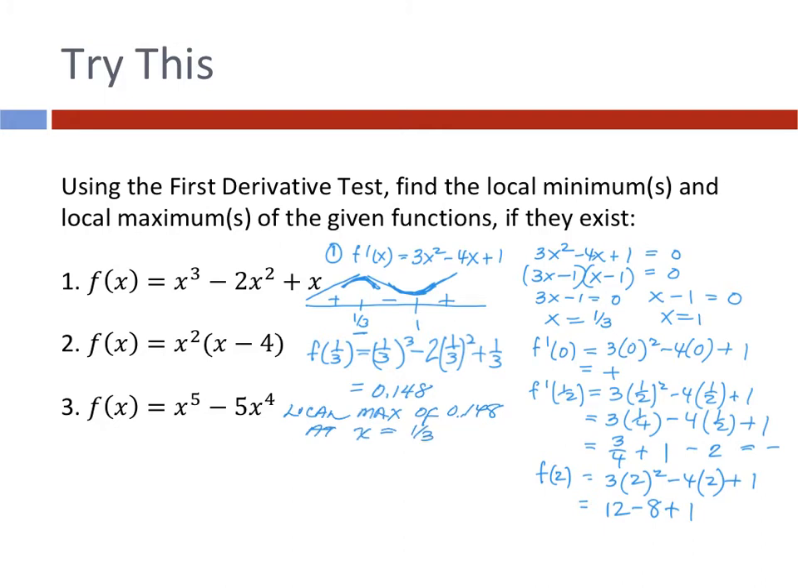And likewise, we can plug 1 into the function to find the local min. All right, and so that equals 1 plus 1 is 2, minus 2 is 0. Okay, for problems number 2 and 3, let's skip to the next slide.